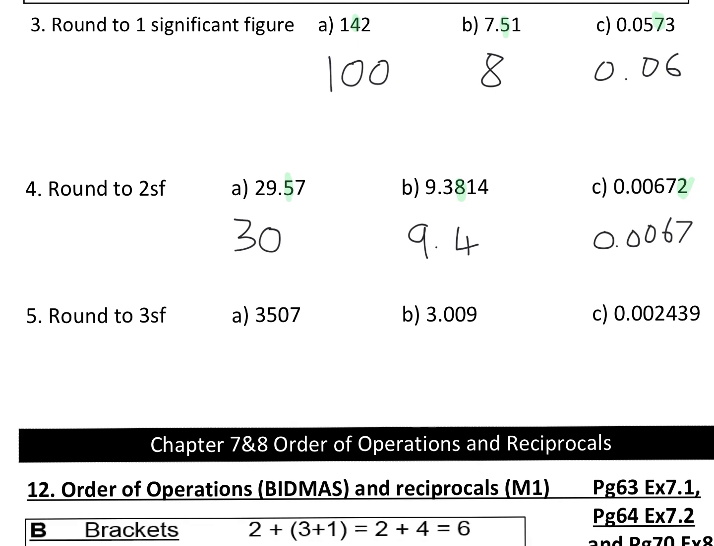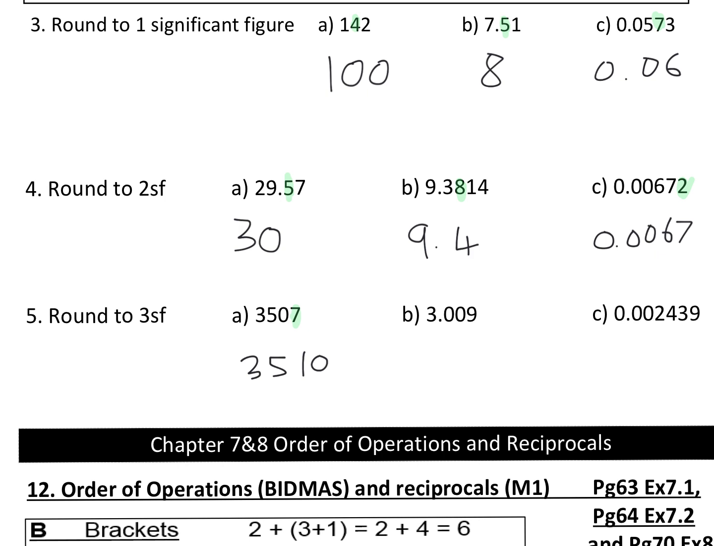And then the three significant figures, we've got 3,507. The third significant figure is the 0, which is in the tens column, so we're rounding to the nearest 10. The digit after the tens column is 7, which tells us to round up, so we get 3,510.